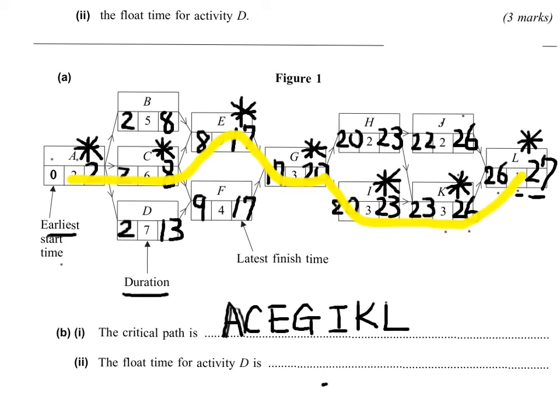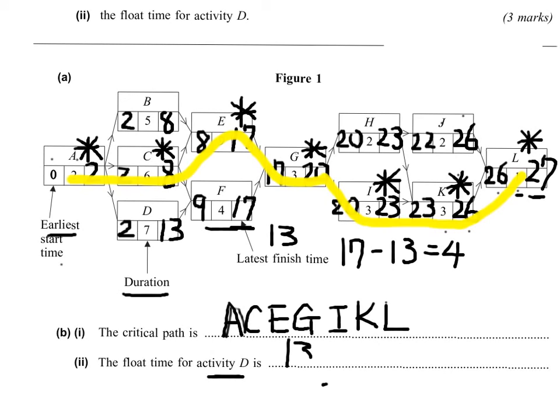Now we're going to look at the float time. So I'm going to use example F here. Now, F starts on day 9 and it takes 4 days. So 9 plus 4, actually, it finishes by the 13th day. But F has got till day 17 to complete this task. So actually, 17 take away 13 is 4. 4-day float time.